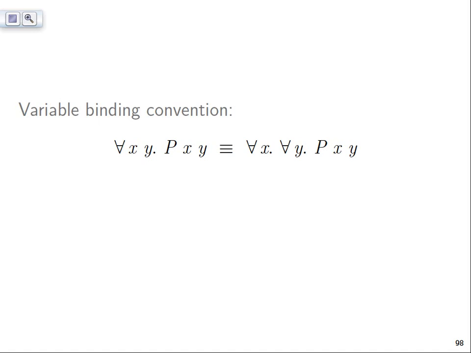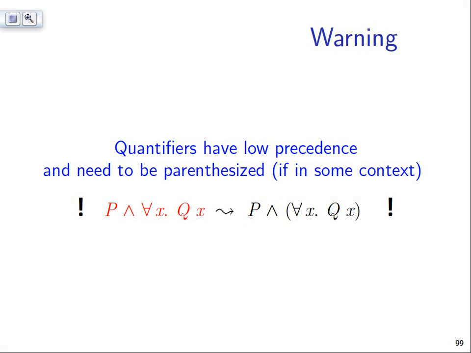If you have a quantifier and then you want to bind a number of variables, you can write it without repeating the quantifier. You can just write for all x, y, and then comes the dot. And that's just the same as having written two quantifiers. And that works also for other variable binding constructs like the existential quantifier and the lambda.